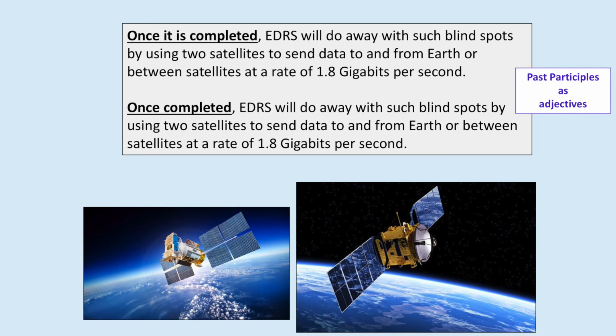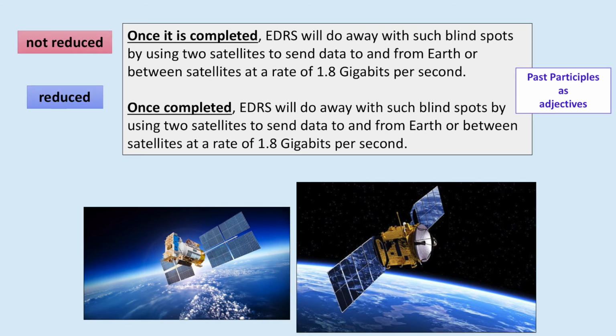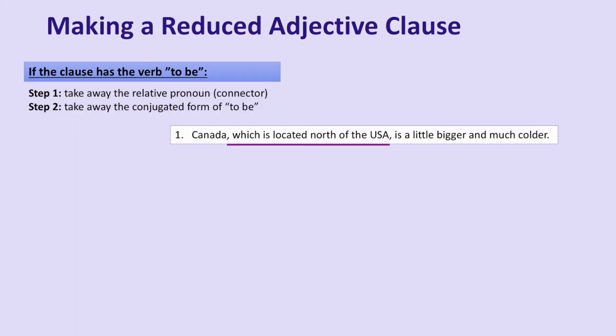Look at the first clause. Once it is completed. This is the non-reduced adjective clause. The second, once completed, is the reduced adjective clause. Your assignment today is to take a non-reduced clause and reduce it. So let's talk about how you can do that.